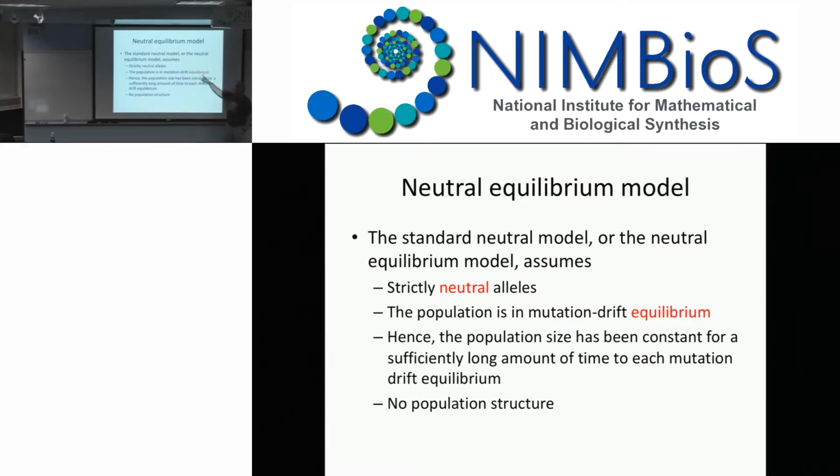And this is the key issue, because most populations are not in mutation-drift equilibrium. They've gone through bottlenecks recently. They've gone through expansions recently. They have population structure. Most populations have changed. The populations people typically look at, until quite recently, the model systems people follow, are humans, Drosophila, Arabidopsis.